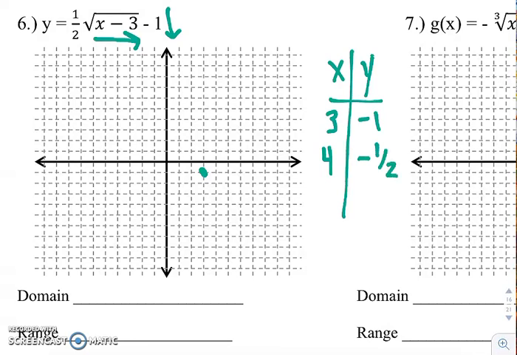So (4, -1/2). And then let's do 7. So 7 minus 3 is 4. Square root of 4 is 2. Times 1/2 is 1. And 1 minus 1 is 0. So 1, 2, 3, 4, 5, 6, 7, and it's right on that x-axis.